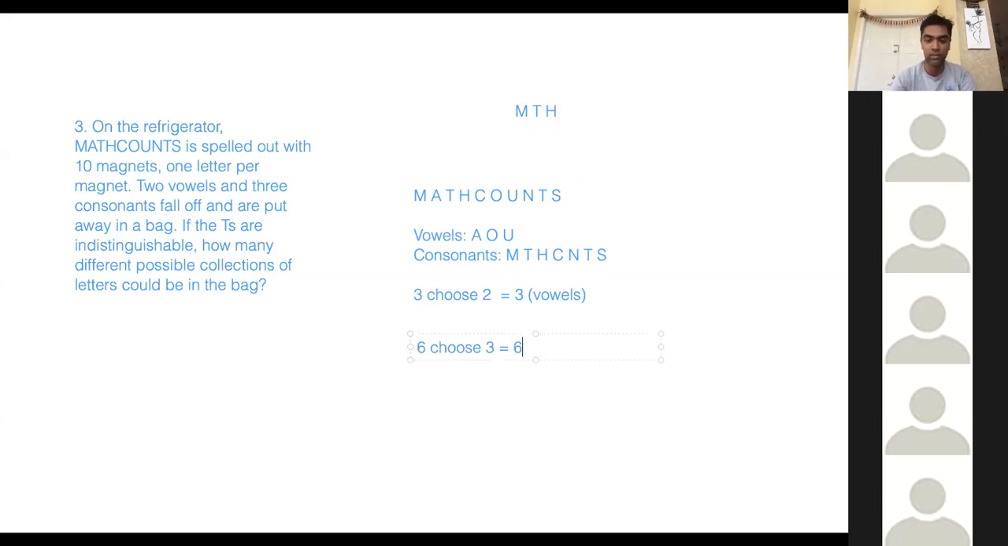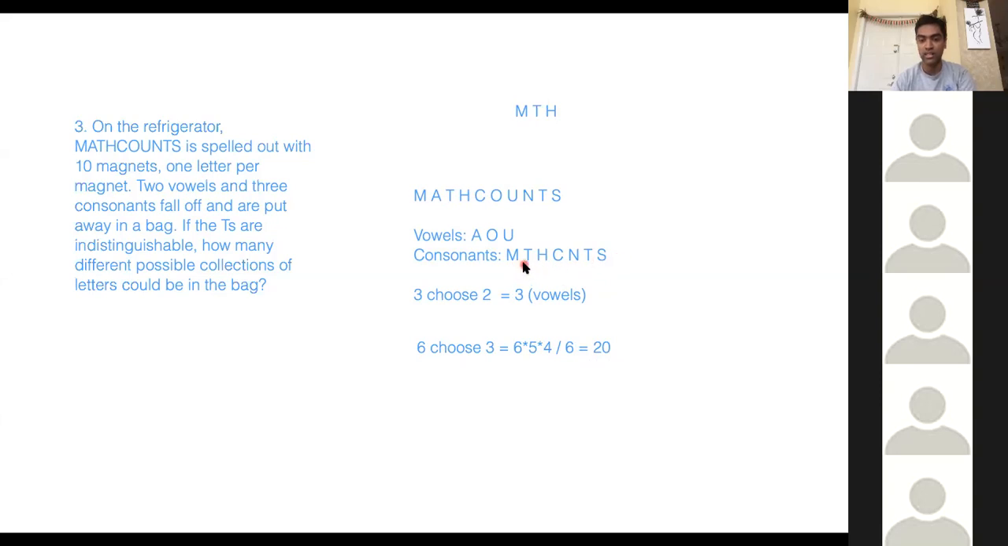6 times 5 times 4 divided by 6, which is 20. So there's 20 ways of choosing 3 consonants if I never had the second T as an option. If I just had M, T, H, C, N, and S, I have 20 ways. But by having the second T, the extra cases it gives me is if I actually have both of these T's. So if I use 2 T's, then I could have MTT or THT or so on.